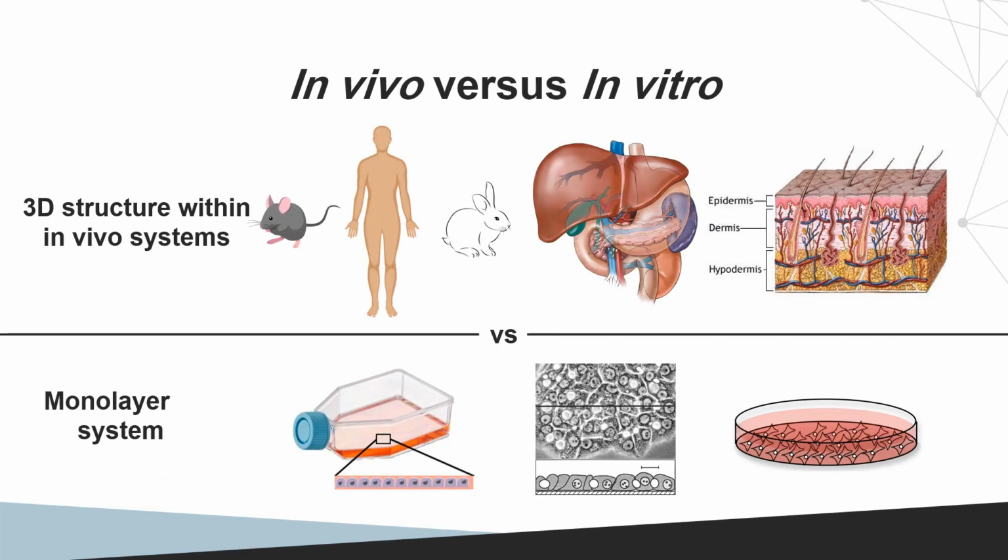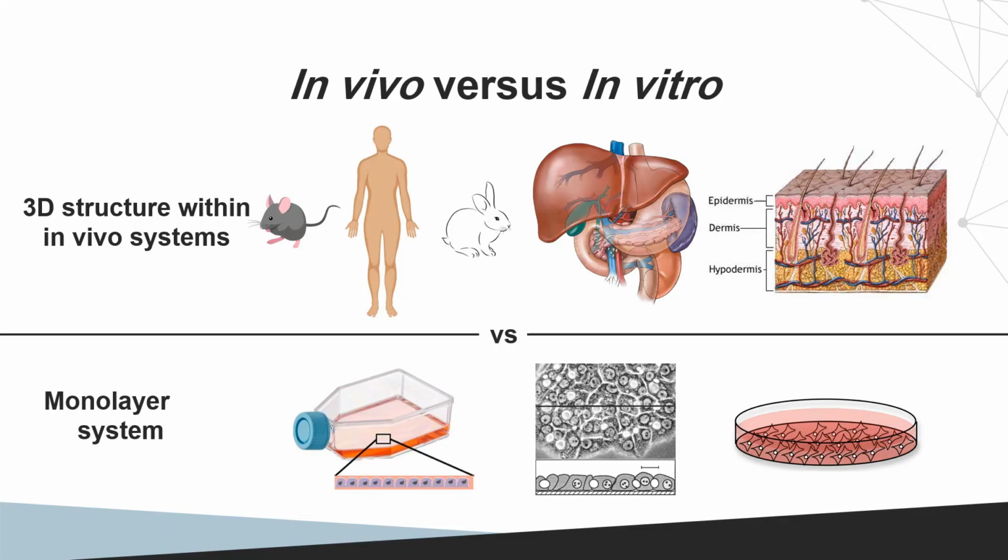In vivo systems refer to biological systems or processes that actually occur within living organisms, such as animals or humans. So these systems are inherently three-dimensional because living organisms exist and operate in a three-dimensional space. And within these 3D systems, cells are organized and oriented in very specific ways within the organs and tissues in order for them to function efficiently. This organization is really crucial for the proper functioning of that particular organism.